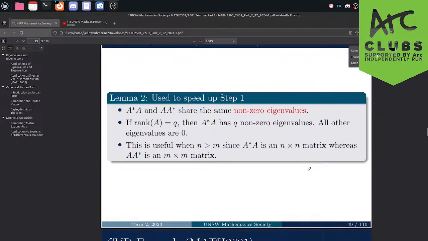Okay, so let's try and do an example. Also, it's worth noting that A A star and A star A share the same non-zero eigenvalues, the difference being that the bigger matrix will have extra 0 eigenvalues in it. So it will have the same non-zero eigenvalues, and some extra 0 eigenvalues to pad out the dimensions of the matrix. This is useful when n is greater than m, since A star A is an n by n matrix, whereas A A star is an m by m matrix. So it's going to be smaller.